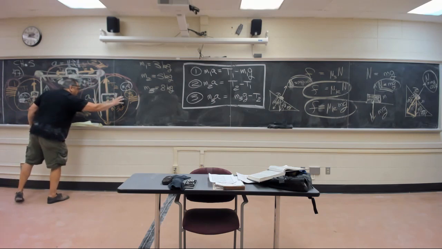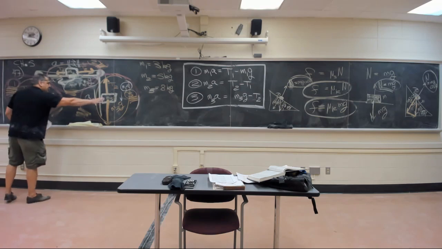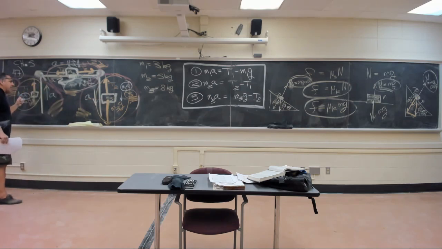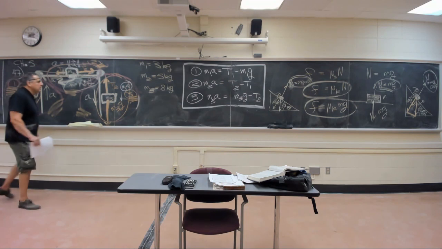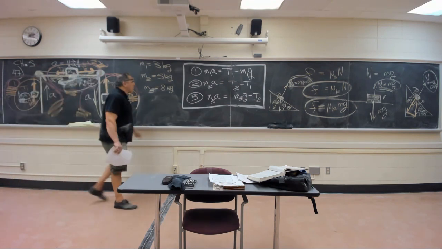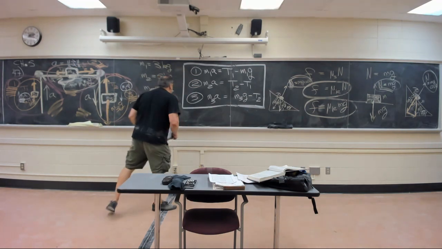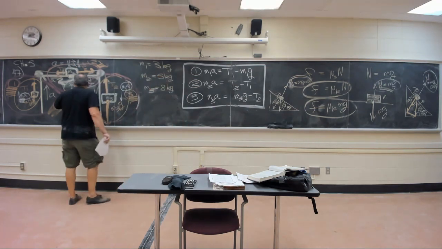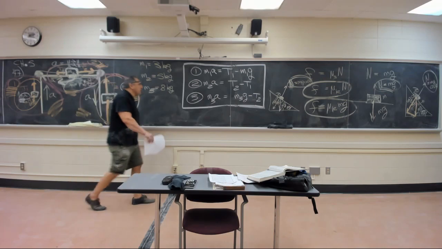Scenario 3 did not change at all with friction or anything. Scenario 1 did not change at all with friction or without friction. With or without friction, 1 and 2 stay as is. With friction here, F equals mu sub k M2G.